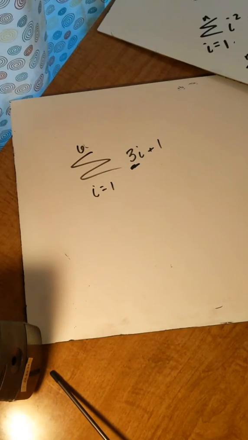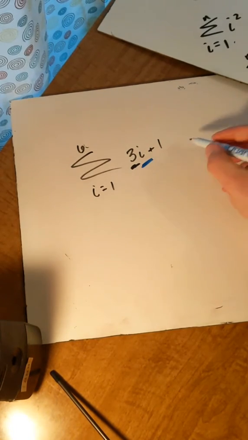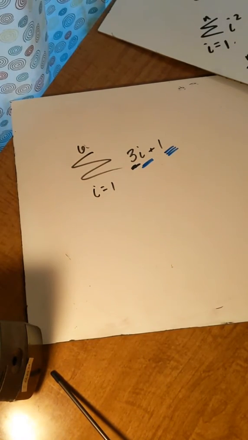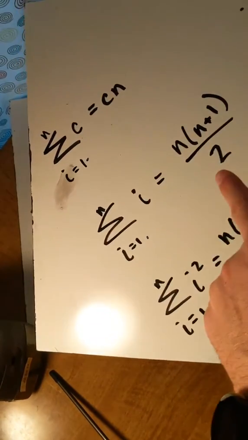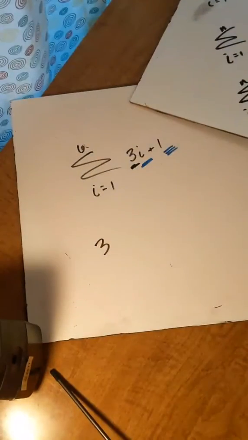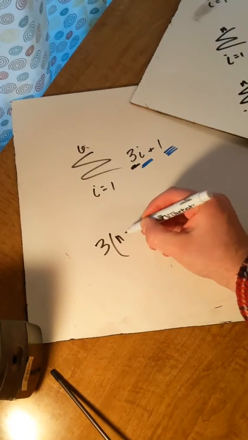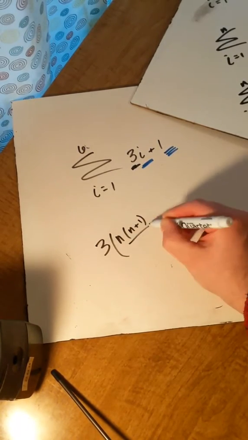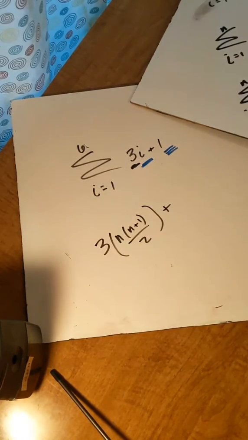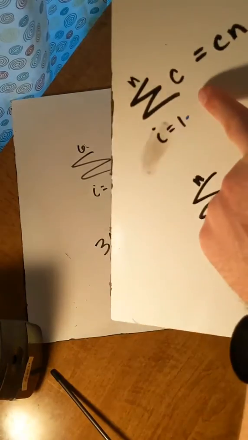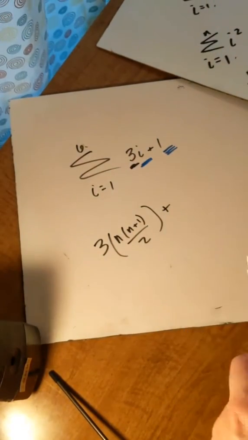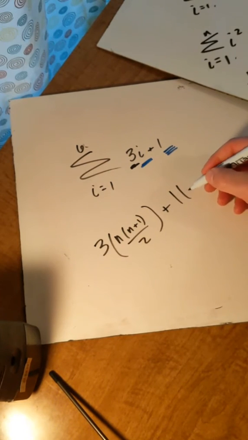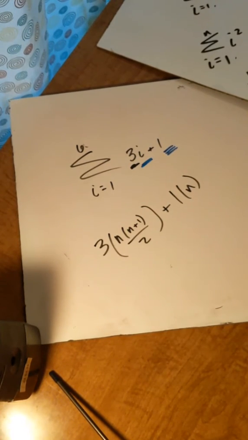So if we break down this problem, there's two things. There's the i, and there's also a number. So if we look at the i first, I'm going to put the constant out in front. If we have the summation of i, it's going to be n times n plus 1 over 2. So I'm going to change that to 3 times n times n plus 1 over 2. And then plus 1, which is a constant number. So I'm going to take that constant number and times it by n. So that constant number is 1 times n.